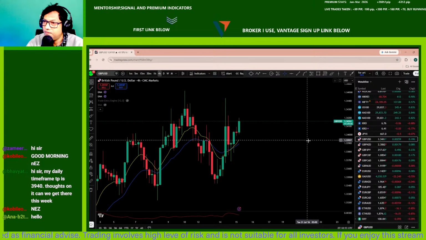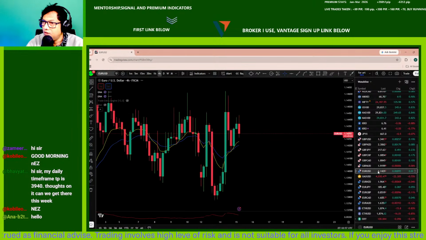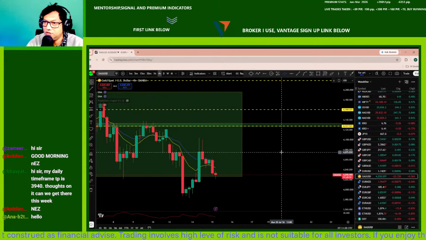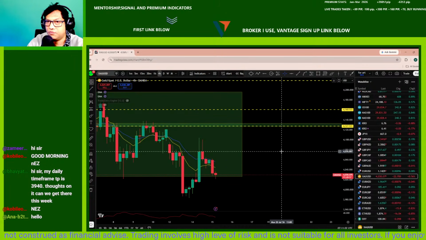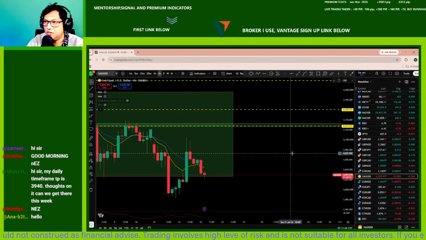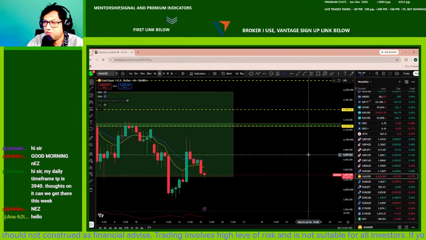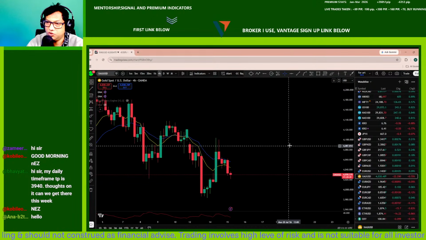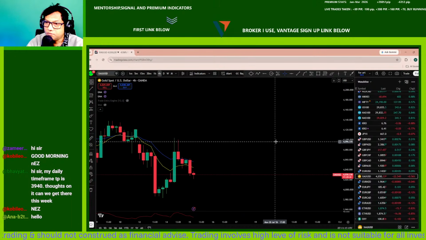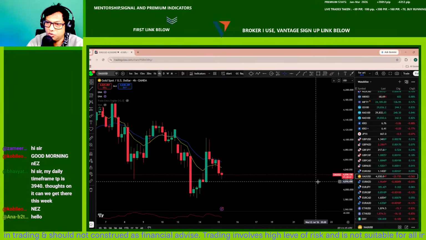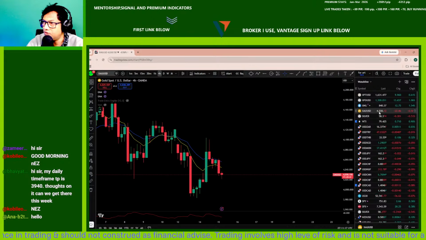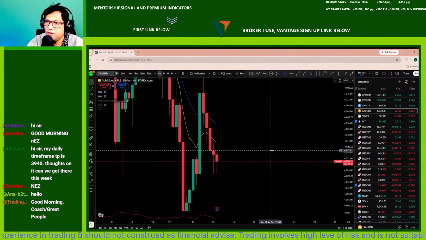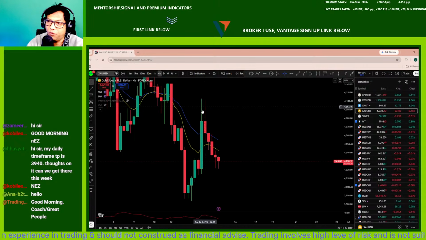British pound US dollar, euro dollar is sideways, gold is here. This is a little different price action on one than the one with the other broker, so you always need to look at both time frames. So the market structure here shows that it's currently in a downtrend, especially if you look at the 4-hour chart.